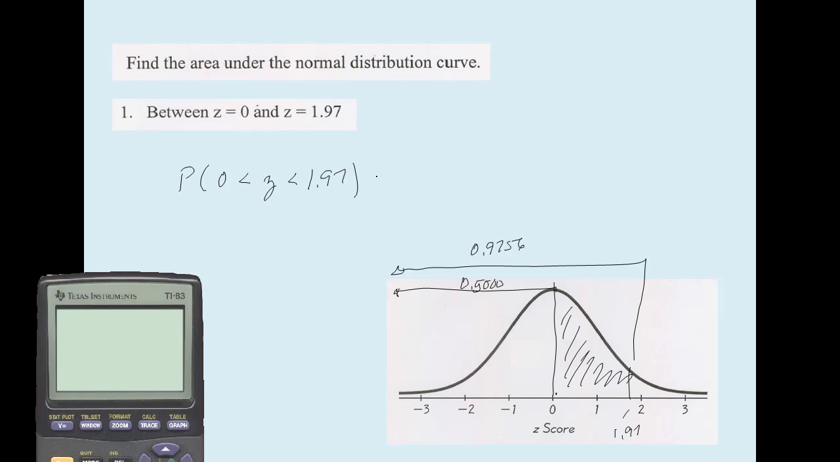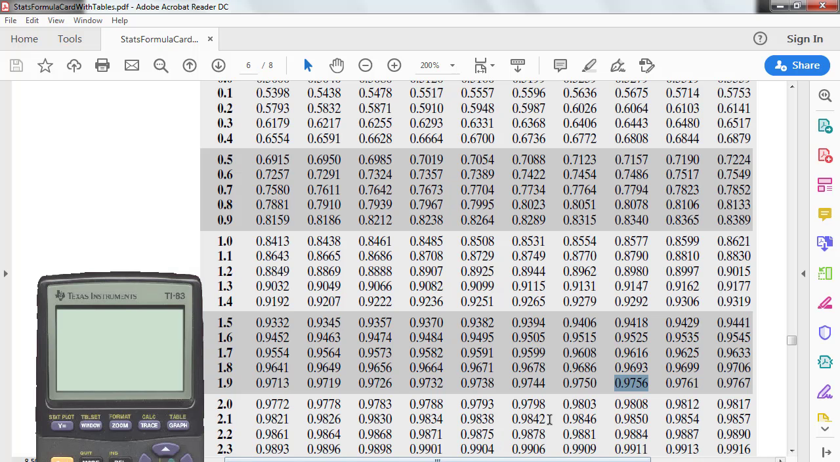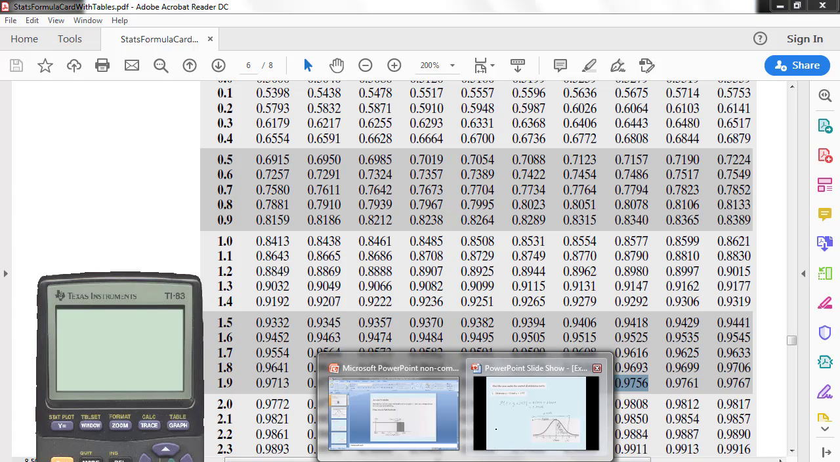So this area here is going to be equal to 0.9756 take away 0.5000. So if I take 5 away from that, I end up with 0.4756. So let me go back and check my z-score one more time, make sure I got that. 97.56, and I think that's what I wrote down.